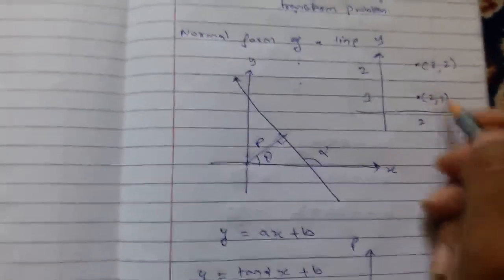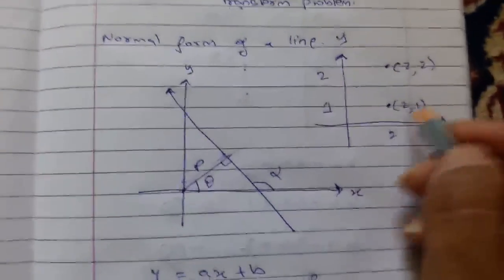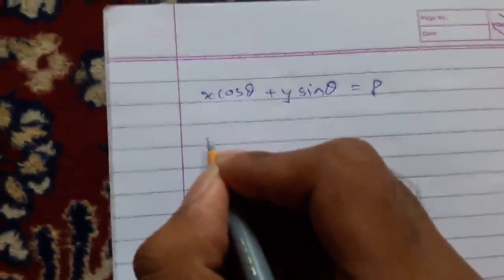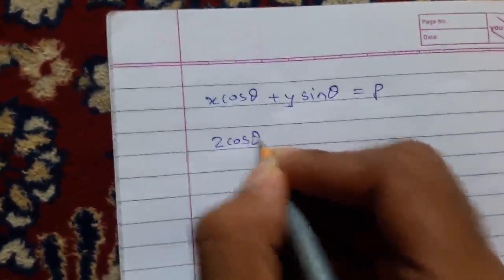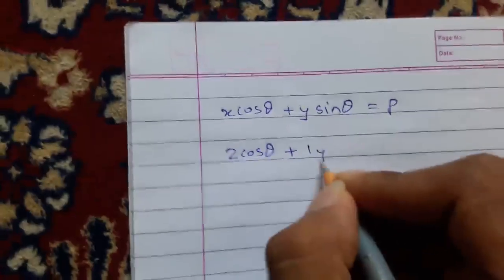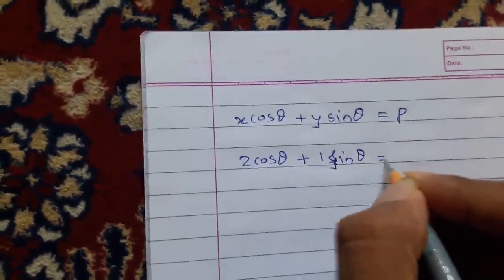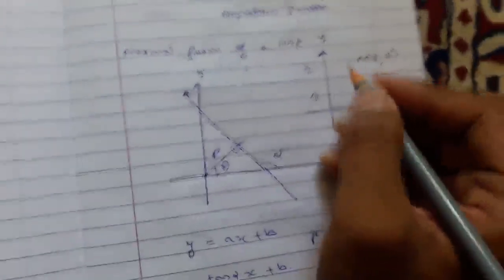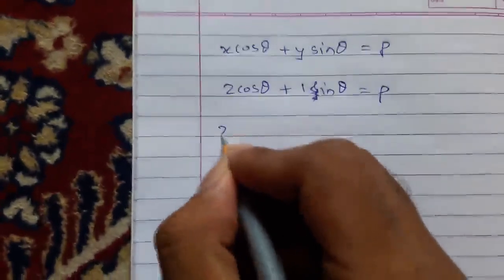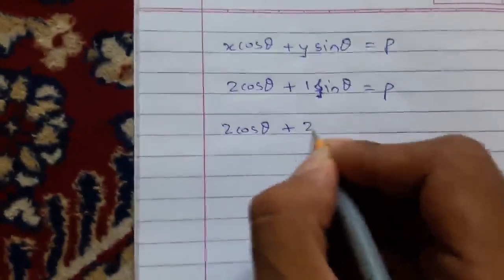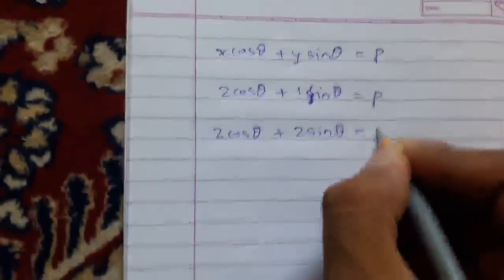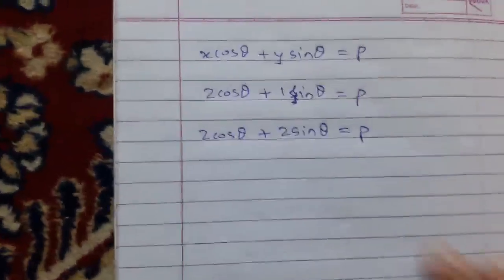So let me put this value of x and y in this equation, as we used to do earlier also. So here I'll get 2 cos theta plus 1 sin theta is equal to p. Now this is what I need to plot in the p theta plane. Next, the other equation will be for 2 comma 2. So I have 2 cos theta plus 2 sin theta is equal to p. So let us plot these equations.